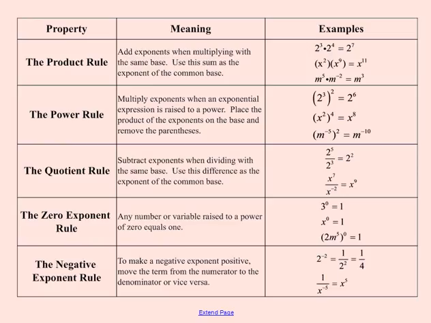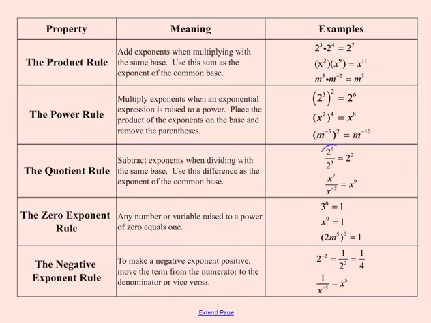The next rule is the quotient rule, and it tells us to subtract exponents when dividing with the same base. Use this difference as the exponent of the common base. So let's look at our examples.